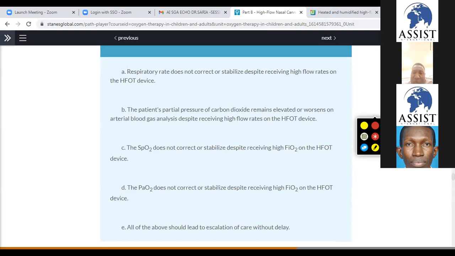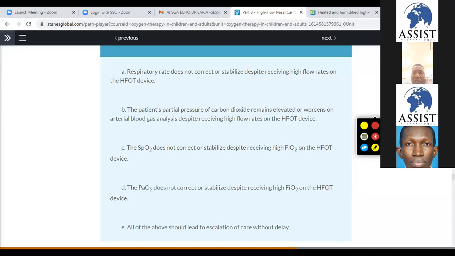Tujaribu hapo hilo swali. Prosper Masawe amesema E, kwamba all of the above should lead to escalation of care without delay. Is there anyone with a different opinion apart from Prosper? Prosper says E. Is there anyone with a different opinion? Or are we all agreed that option E is the correct answer? That means all the options above should lead to the escalation of the care without delay.